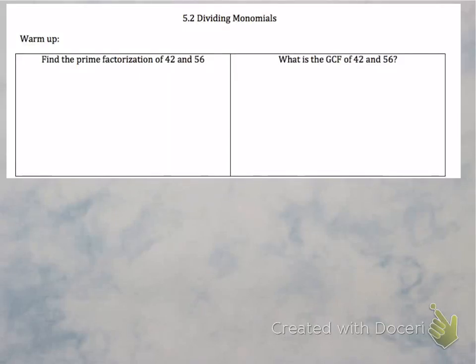Hello, algebra students. We're looking at section 5.2, or chapter 5, section 2, dividing monomials. And to do that, we need to do a little warm-up and remind ourselves of prime factorization and GCF. So you've got the first warm-up there. I'd like you to do the prime factorization of 42 and 56.